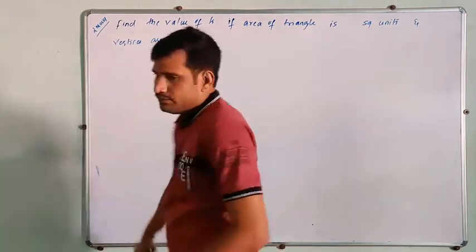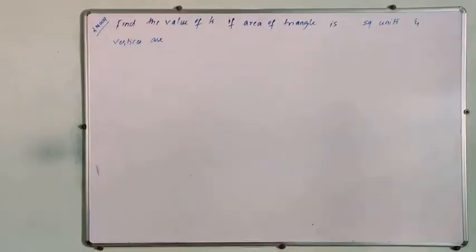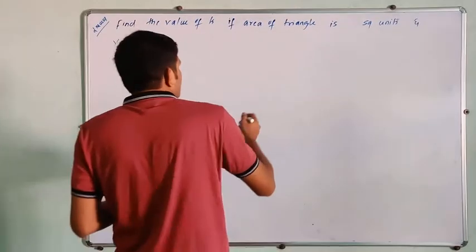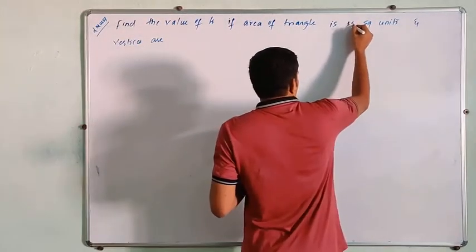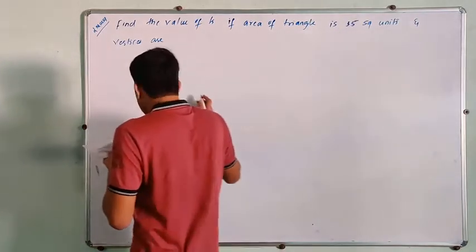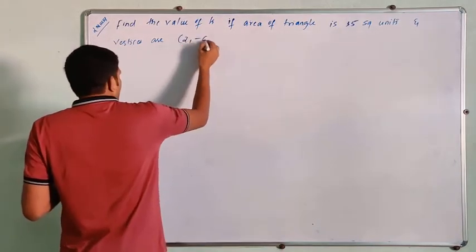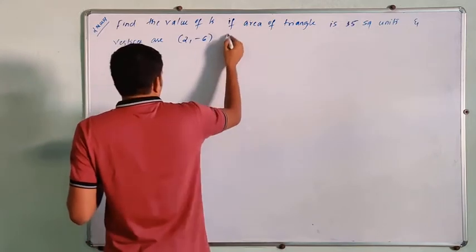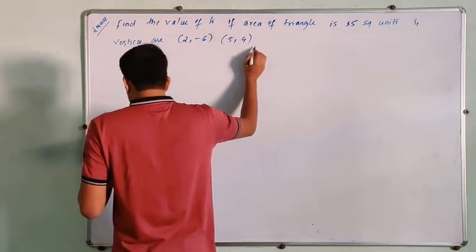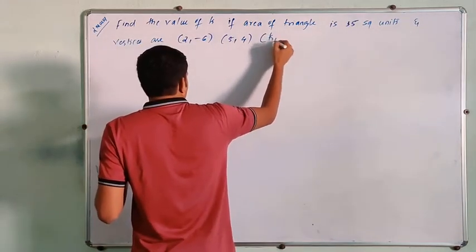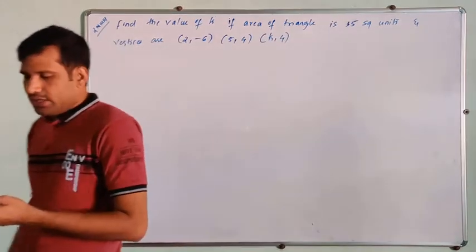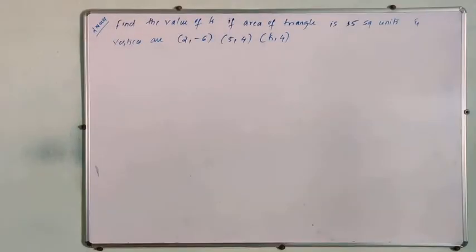Next problem. Find the value of k for the triangle whose area is 35 square units and whose vertices are (2, -6), (5, 4) and (k, 4). Same, the concept is same. Area of triangle is 35 square units, right?